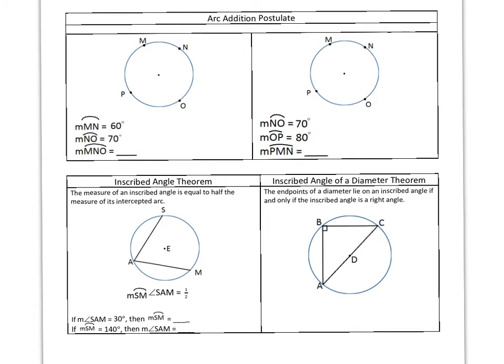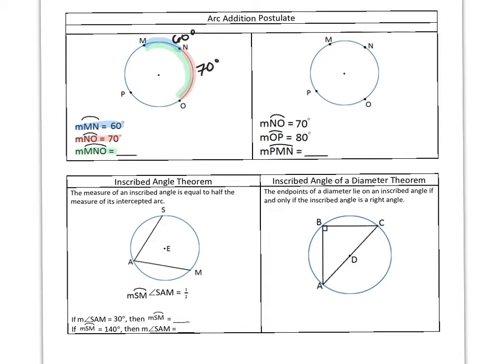So let's look at a few basic postulates and theorems about relationships in circles. And first we want to look at arc addition. So here I have arc MN, there it is on my circle, and I have arc NO. That one's right there. I know the measurements of these two arcs, and then I could use them, since I know them, to find the measurement of arc MNO.